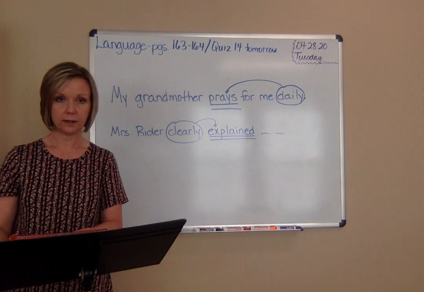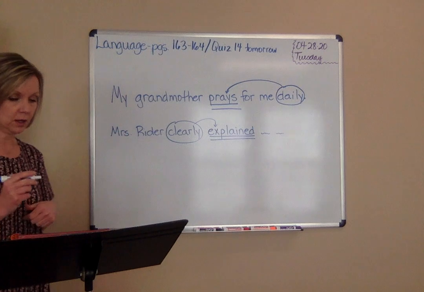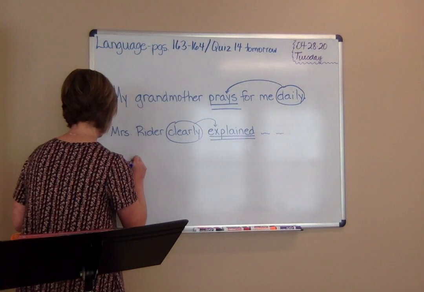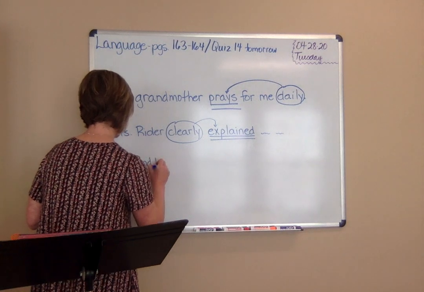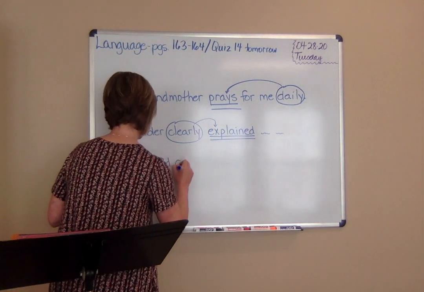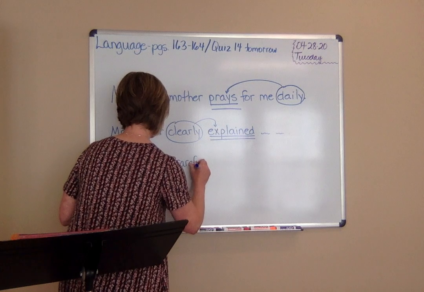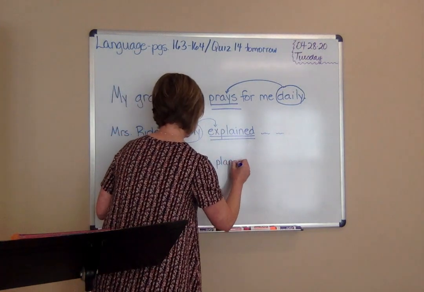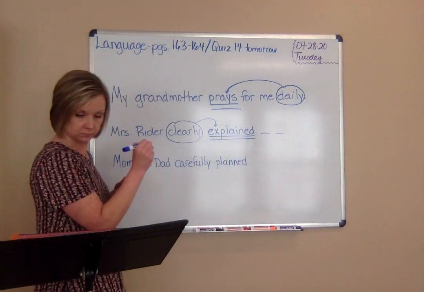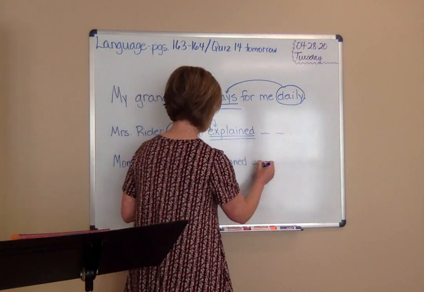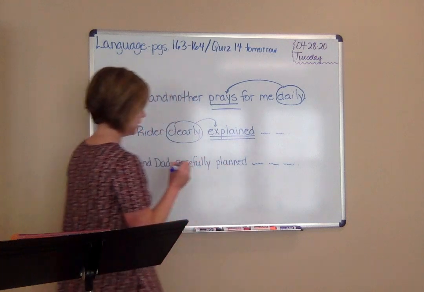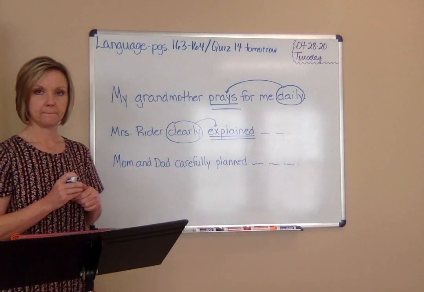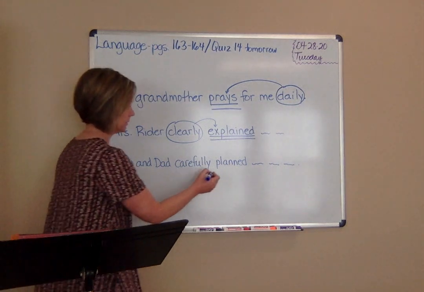We'll do number three, and that'll be the last one we do together. Mom and Dad carefully planned our family vacation. Okay, what is our verb? Planned. That's correct.